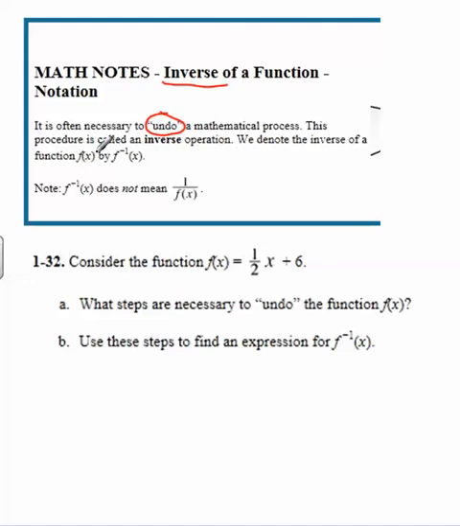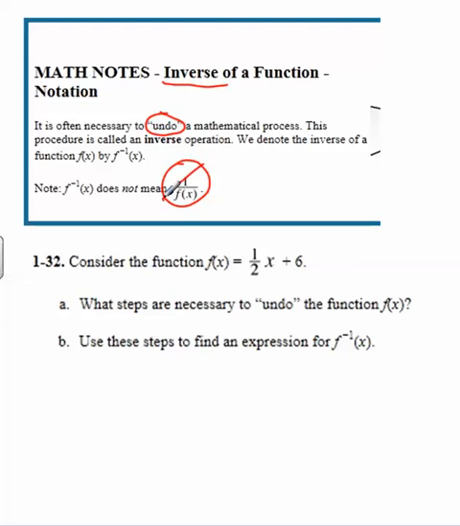This is a regular function, and this is a function to the -1 power is what it looks like, but it does not mean inverse in this case. That's only for exponents. Whenever there's a -1 on a function like this, that means undo, not this.